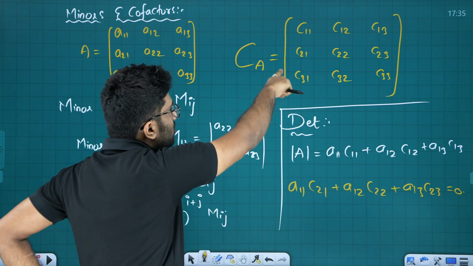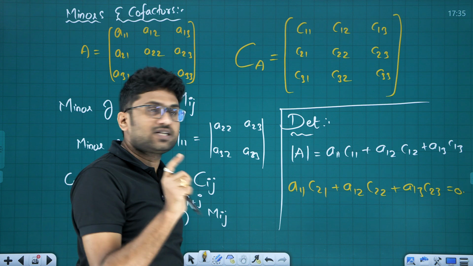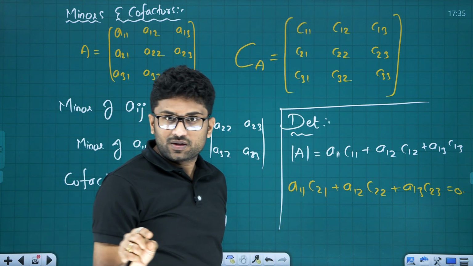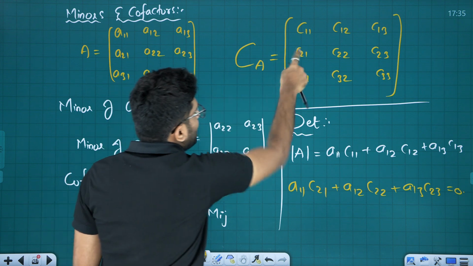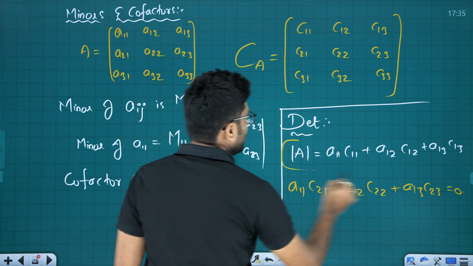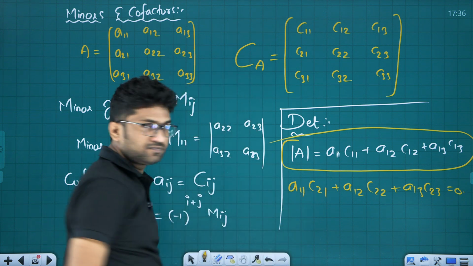First row elements with second row cofactors gives 0. Second row elements with first row cofactors gives 0. Third row elements with the second row cofactors will always be 0. So this is how we define the determinant, and this is also important.